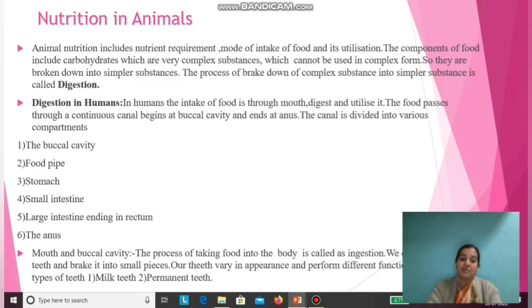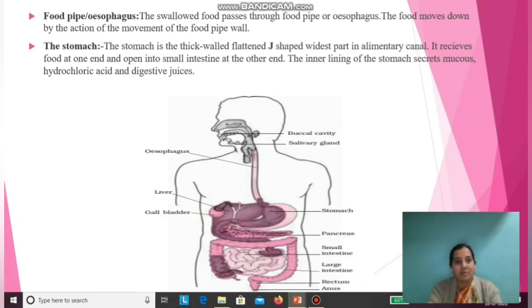There are two types of teeth. Okay, first is milk teeth and the other is permanent teeth. Milk teeth you will have after your birth, from the third, fourth month to your 6 to 8 years, maximum 7 or 8 years. Then your teeth start falling and you get new teeth there. Okay, all right.